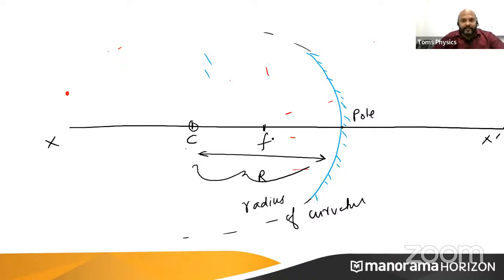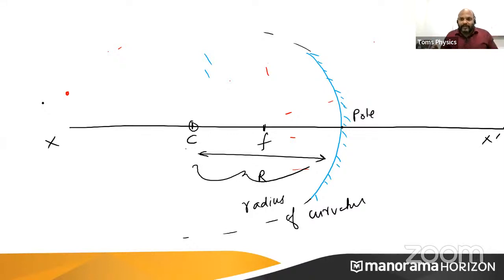So we have many cases for a concave mirror. We have different behavior for each of these cases. The concave mirror will give you a different type of image for each of these cases. Let's understand. First case is the object is placed at infinity.